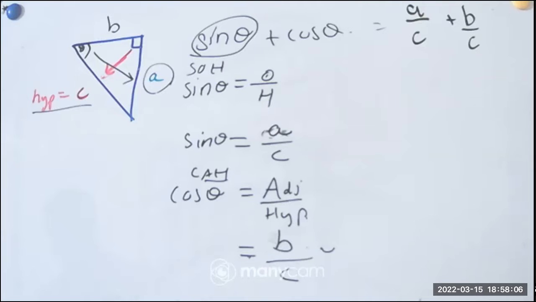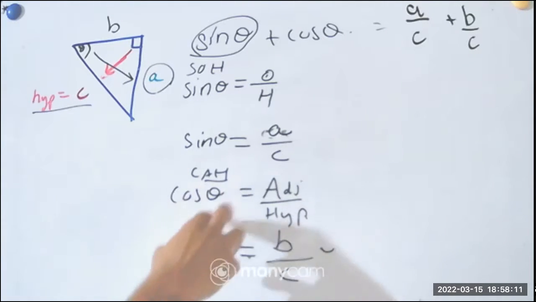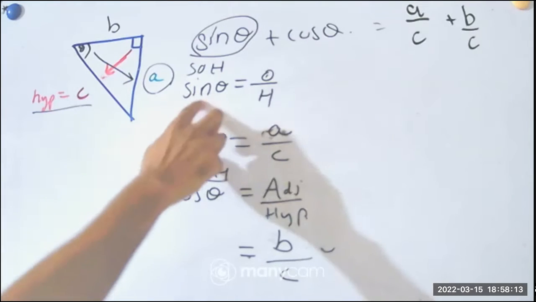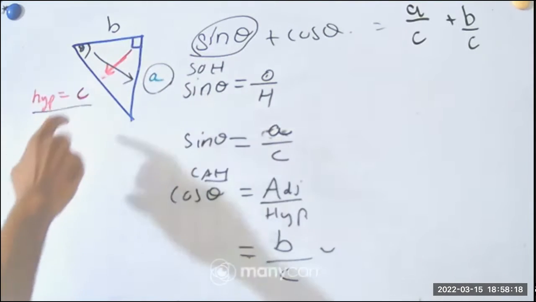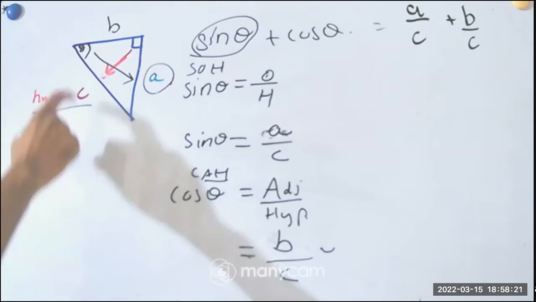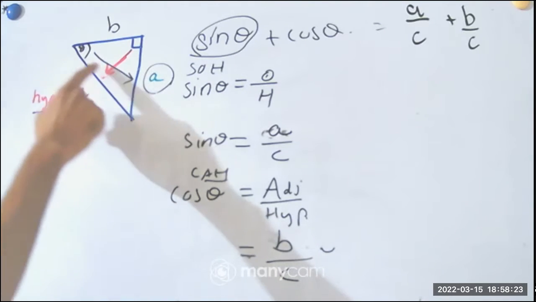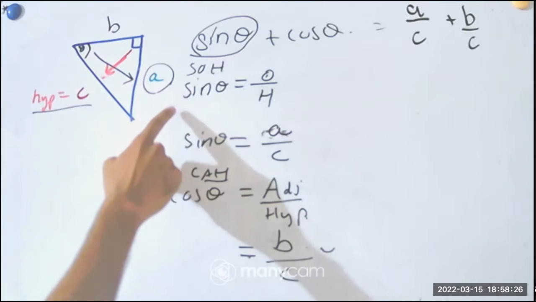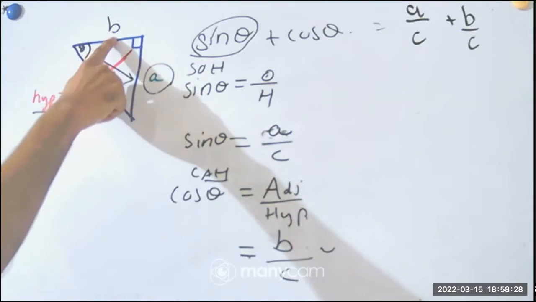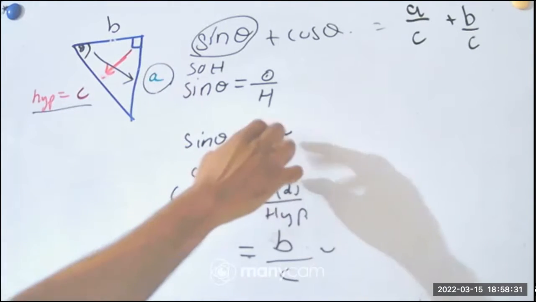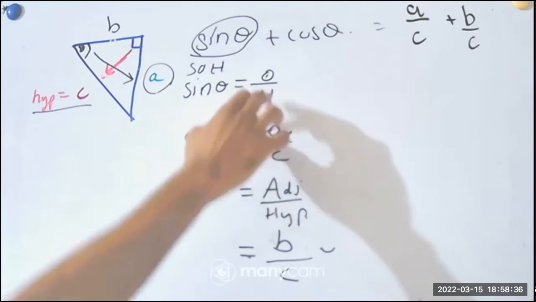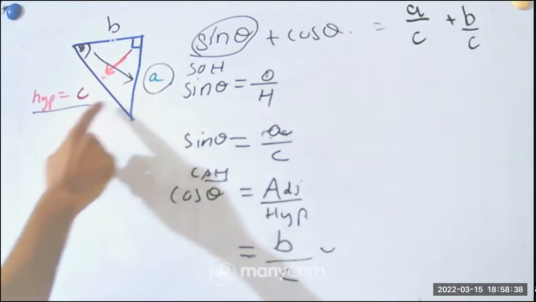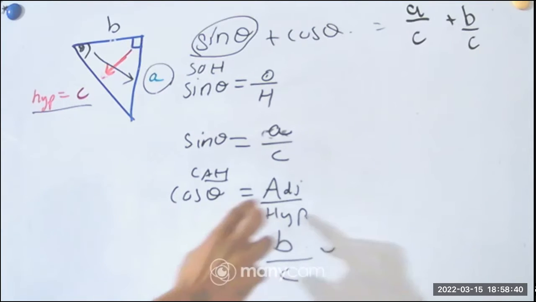So to do that, we simply need to find sine of theta, find cosine of theta, and then add them up. Sine would be opposite over hypotenuse. The hypotenuse would be the side that's opposite the right angle, which would be C. The opposite side to the angle would be A. So if you check the angle and you look opposite, it would be A. And here would be the adjacent side. So sine would be opposite over hypotenuse, which would be A over C. Cosine would be adjacent over hypotenuse.